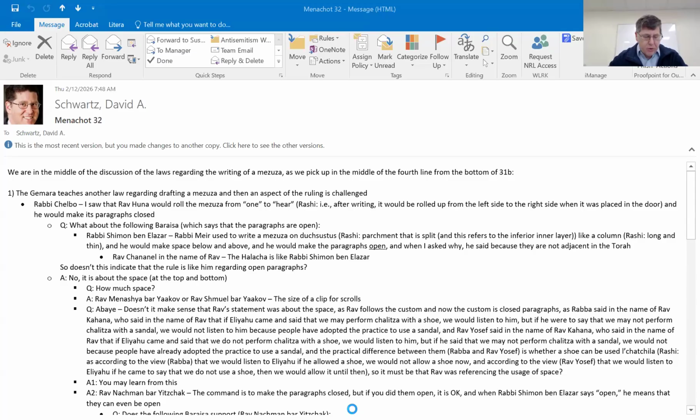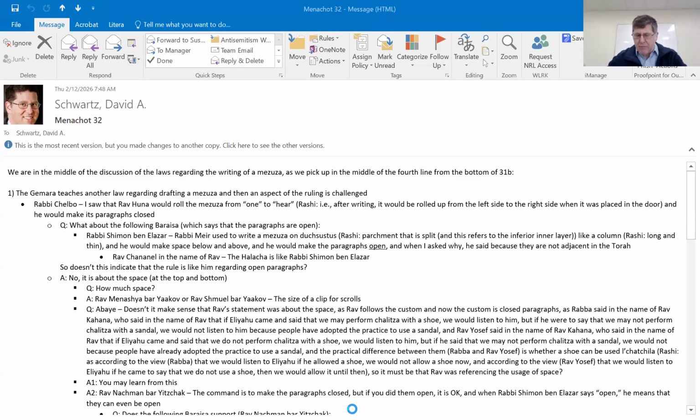We have the mezuzah is rolled from the echad to the shema, and so that would mean that the shema, if you were to unroll it, the first part of the parchment that you would see is where it says the word Shema, Shema Yisrael Hashem Elokeinu Hashem Echad. So you see from the beginning. And the Oseh Parashiyoseh Stumos. And they made the paragraphs closed.